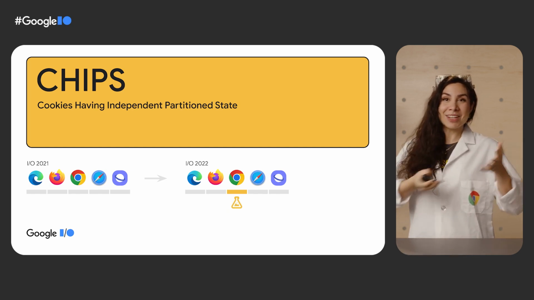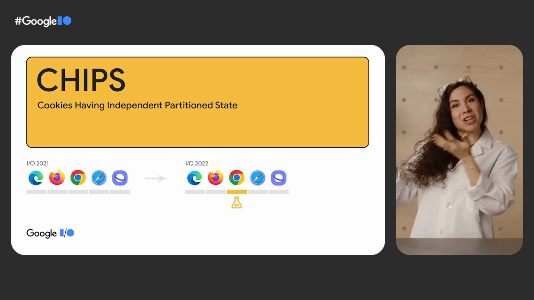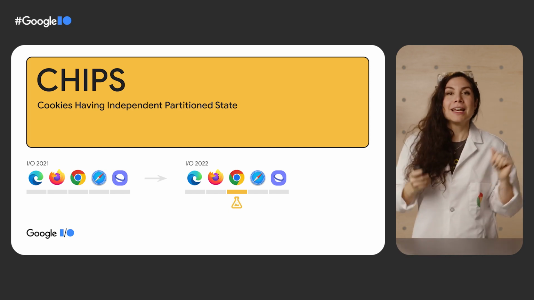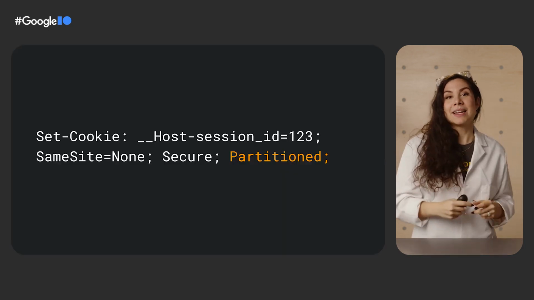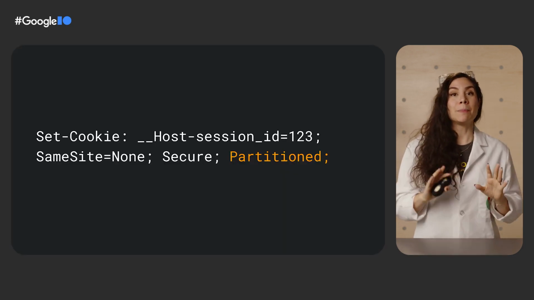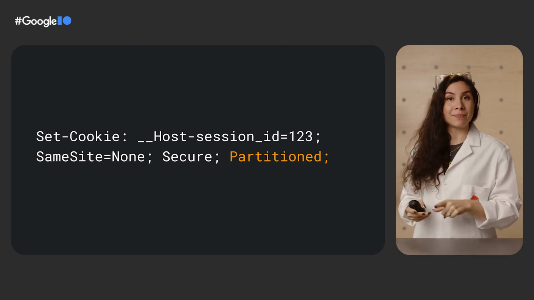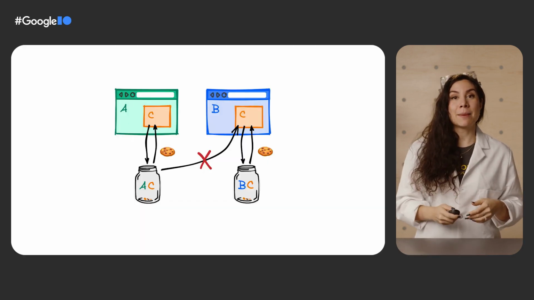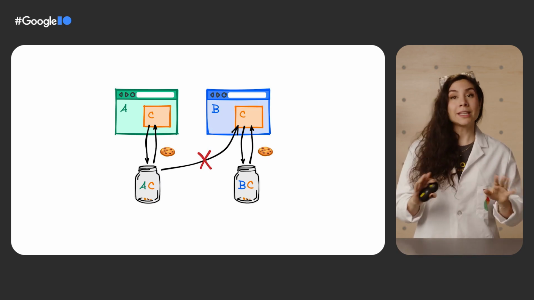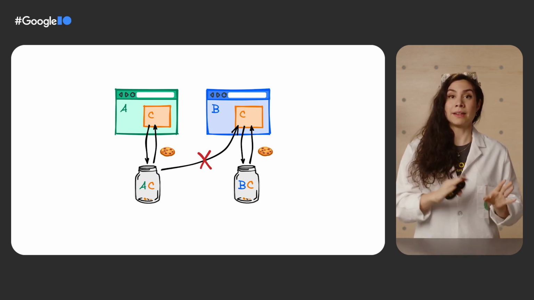You know, like cookies, chips, chocolate chips. Doesn't matter. This is an attribute passed when setting a cookie, meaning this cookie won't be blocked, but it won't be shared either. If the cookie is set when the chat app is embedded in site A, then it'll only be available when the chat app is embedded in site A.